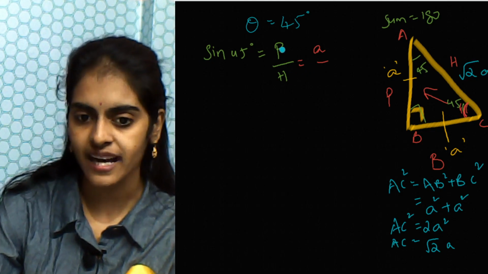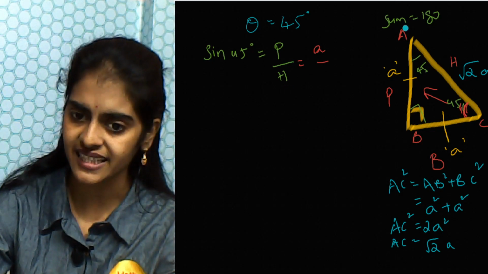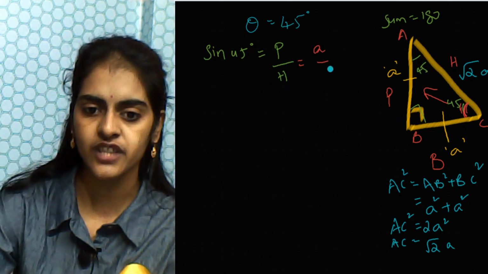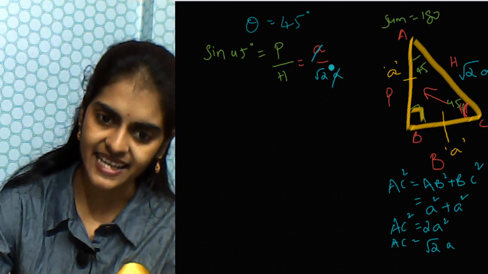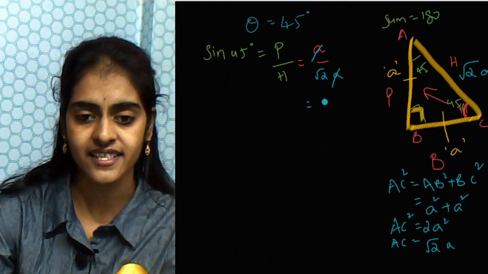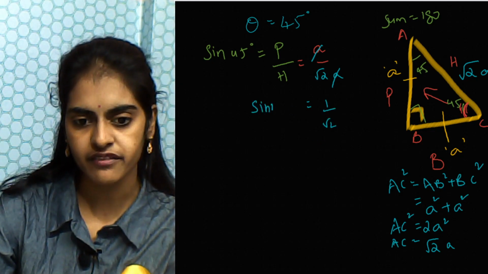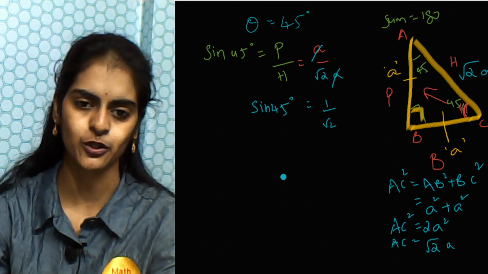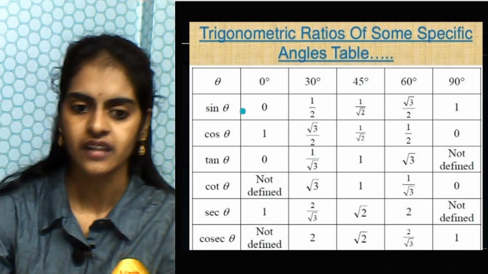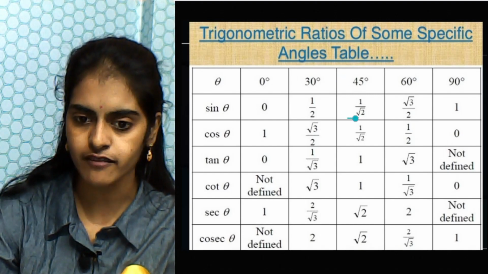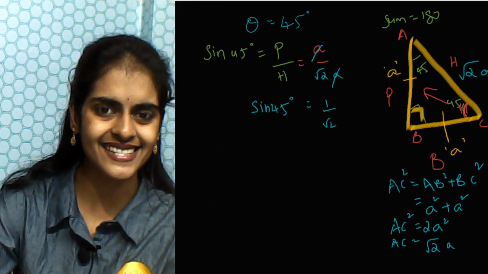So now I want sine 45, which is perpendicular by hypotenuse. Perpendicular side is A units, hypotenuse is root 2 A units. A and A get cancelled. So the answer you have is 1 by root 2. So sine 45 is 1 by root 2. Understood? Now just see this table. What is sine 45? Sine 45 is 1 by root 2. Did you derive it now? Yes. Isn't it easy?